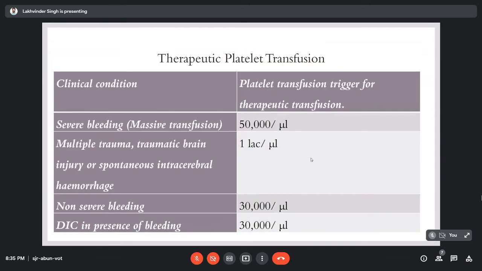Therapeutic platelet: severe bleeding is there, massive transfusion patient undergoing, then 50,000. Multiple trauma, brain injury, because when the brain injury is there, lots of tissue factor is released. Lots of trauma-induced coagulopathy is there. Lots of platelets are being used. So we keep a threshold of 1 lakh. Non-severe bleeding, mild bleeding is there, 30,000. And DIC in the presence of bleeding, then 30,000 again is the threshold.